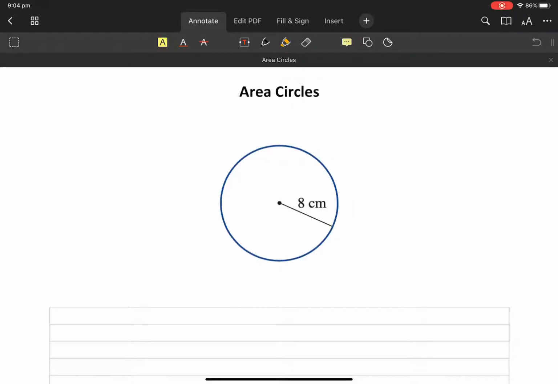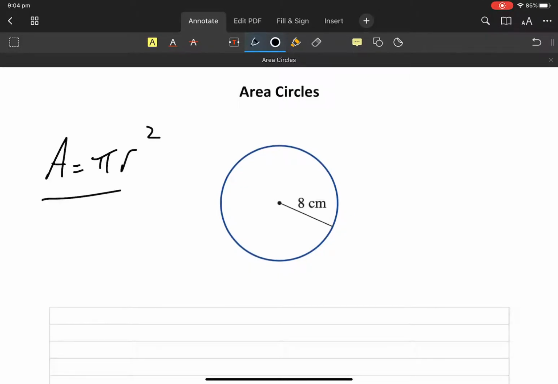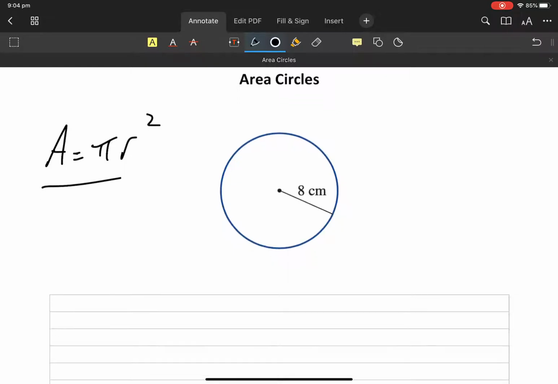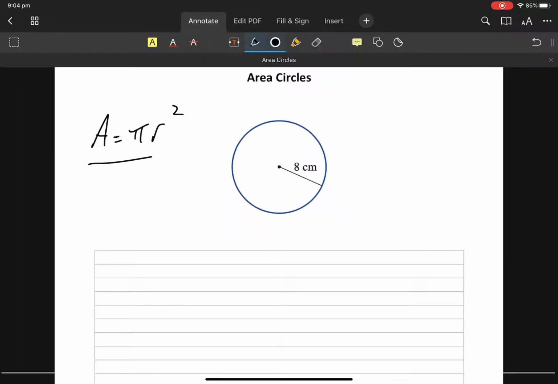Okay, area of circles. Hopefully this is a bit quicker than circumference of circles, which dragged on. Area, we have got one rule for the area of a circle. Area equals pi r squared. That's the one and only rule. Let's get into it. Because it's not rocket science to work out what r is here, is it?